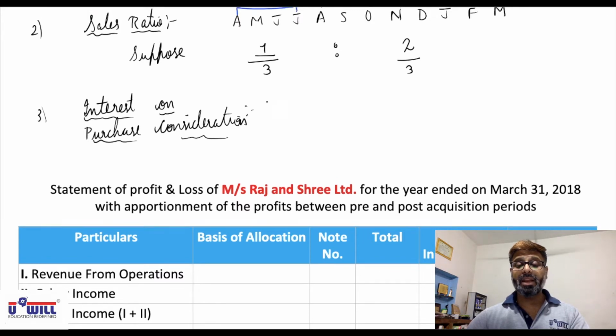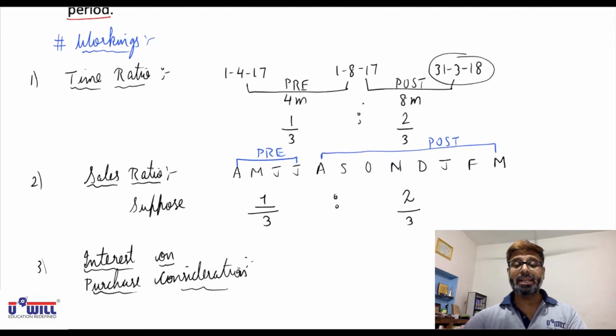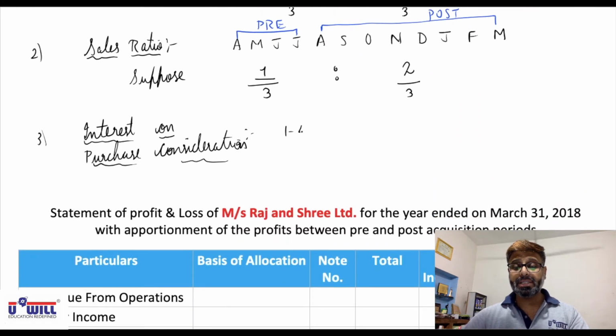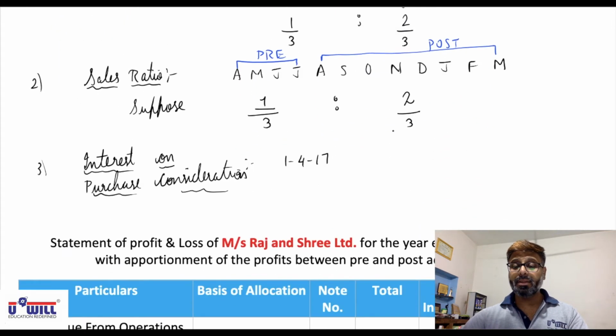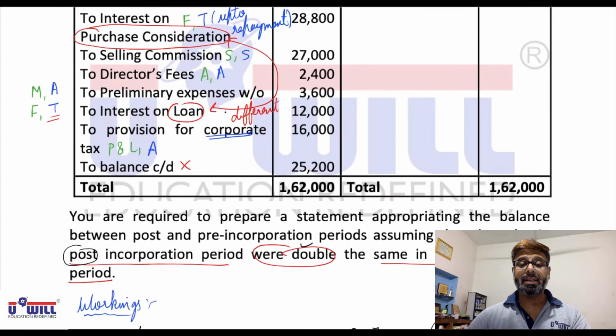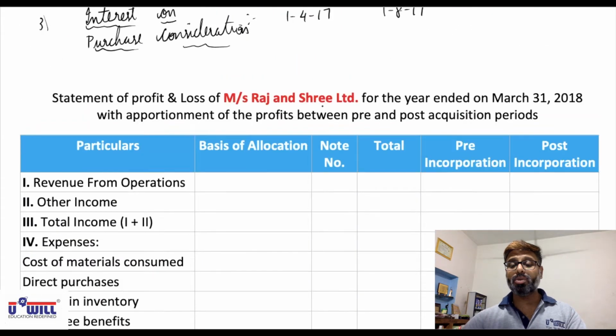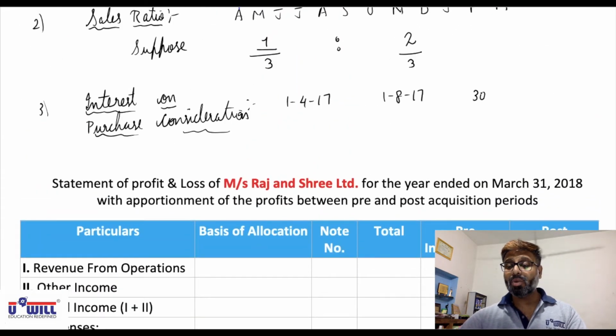Now here we'll write again the 3 dates, but the last date will be replaced with the date of repayment. So 1st April 2017. Then 1st August is the date of incorporation, and you can see here what is the date of repayment, 30th September 2017. See here, the amount was paid on 30th September 2017. So the last date will come 30th September 2017. That is the date of repayment.